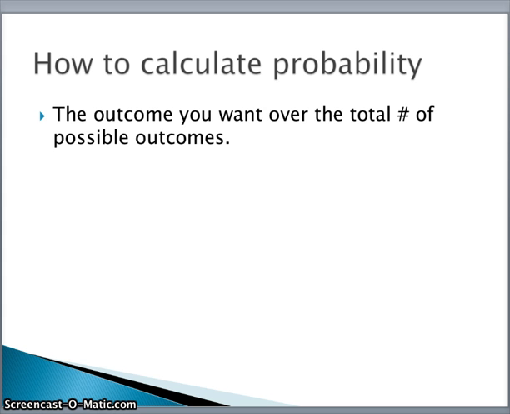To calculate probability for an event to happen, we have to find all the different ways the desired outcome will happen. Then find the total number of outcomes possible. Our probability is then the desired outcome over the total.